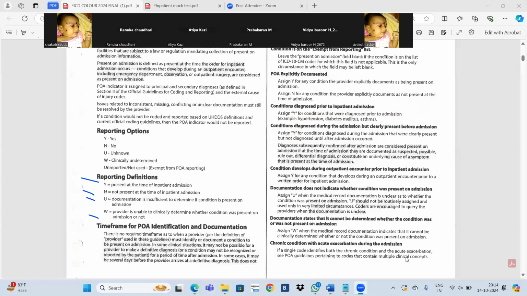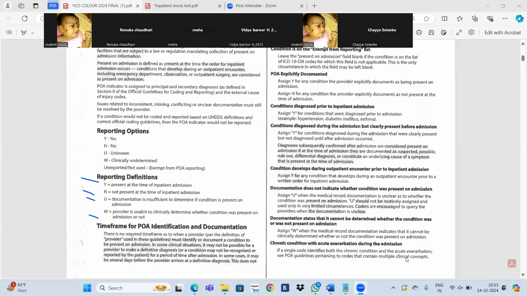Before getting the inpatient written order time, for any condition that develops, what indicator will you give? N means not present at the time of inpatient admission. If the condition is present at the time of inpatient admission, you give the Y indicator.